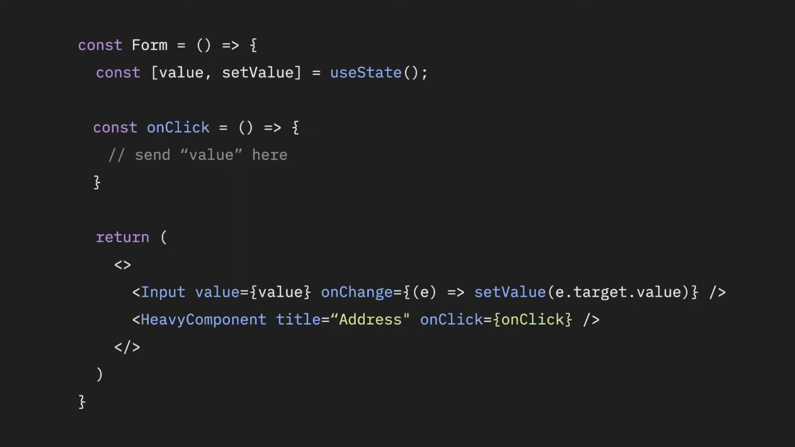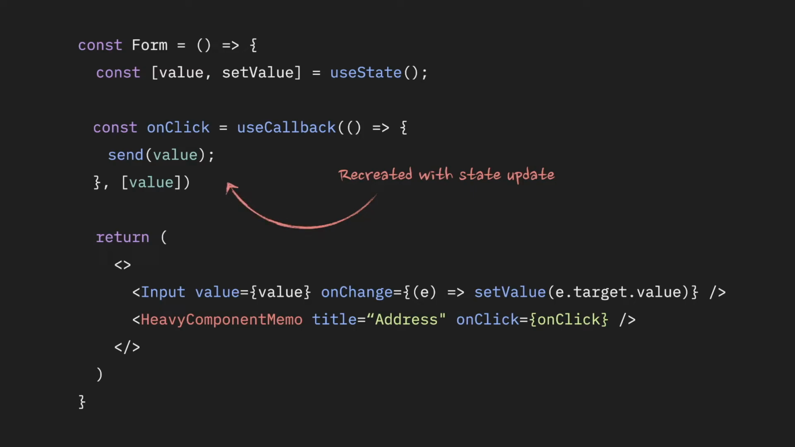But for React.memo to work, we also need to memoize all its non-primitive props. But wrapping on-click in useCallback will be no use here. It will depend on the state, unfortunately, since we need to send that stuff to the backend. So with every state update, the on-click will be recreated, and the heavy component will behave like it's not wrapped in React.memo.